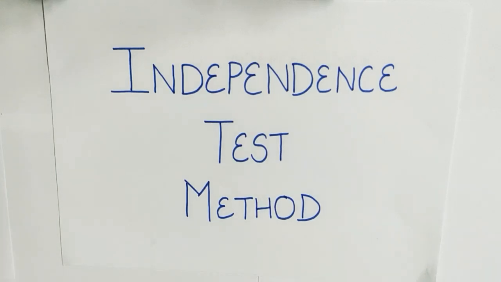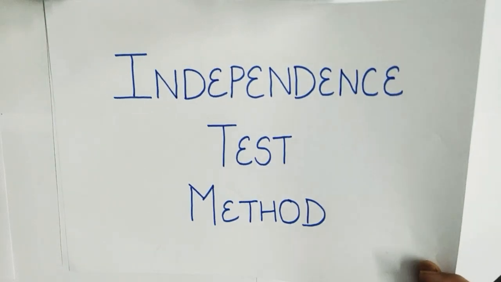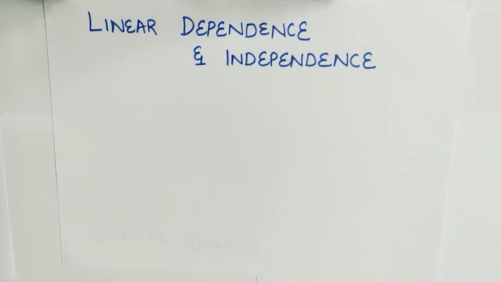Hi friends, in this video I will explain the independence test method. This method is used to determine whether a given set of vectors is linearly dependent or independent. The prerequisites of this lecture are echelon form and reduced row echelon form. Let us first try to understand the meaning of linear dependence and independence of a set.